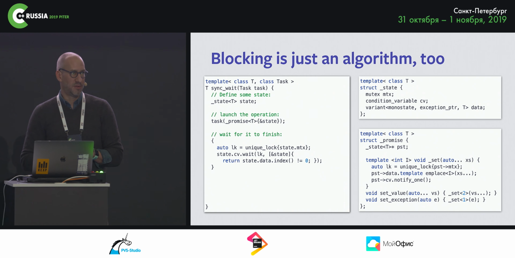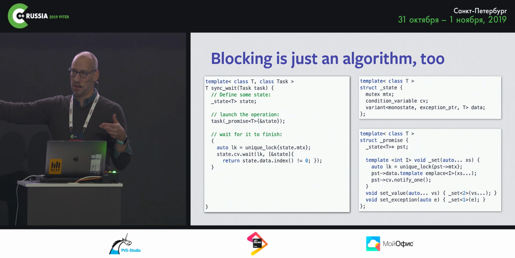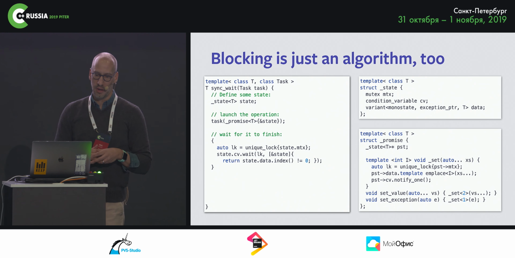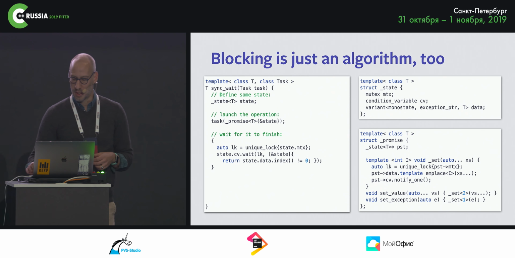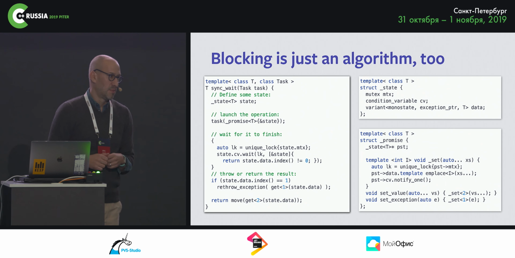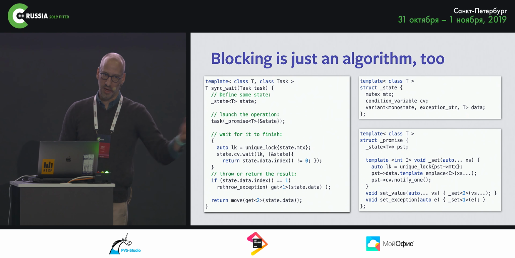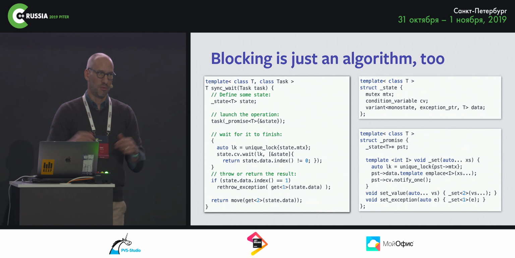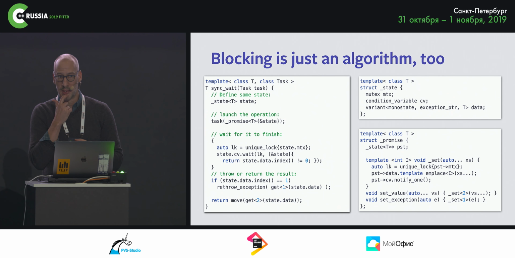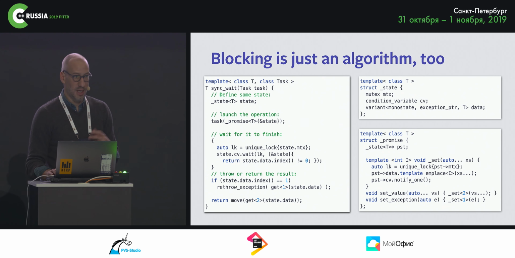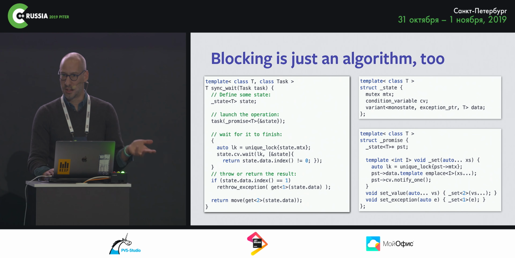So then our sync wait function just has to wait for it to finish. We've launched the operation. That condition variable is going to get notified when all the work is done. So we just wait on that condition variable until one of our slots in the variant has actually been filled. And then, depending on which slot has been filled, I either have the answer to the asynchronous operation, or I have an exception because it failed. So if I have an exception, rethrow the exception. If I have the value, return the value. So great, I've just written future.get as a generic algorithm over lazy futures.